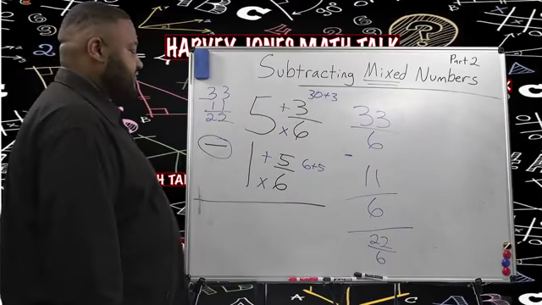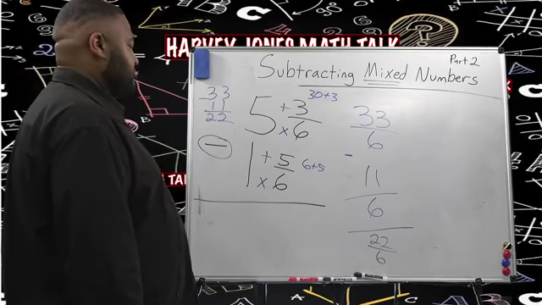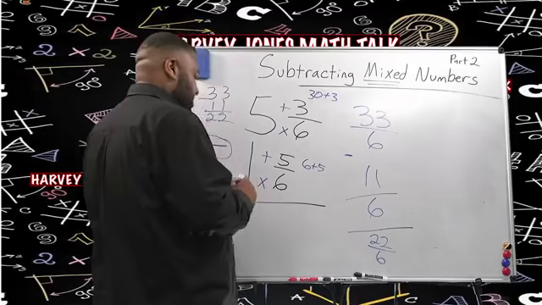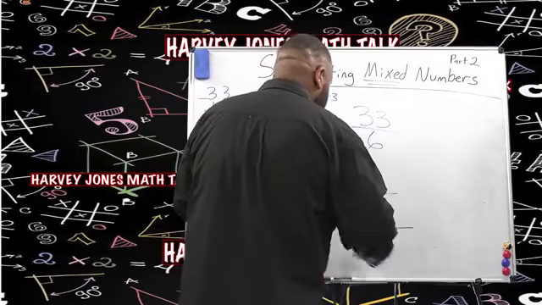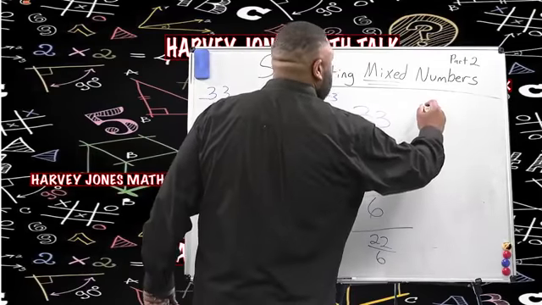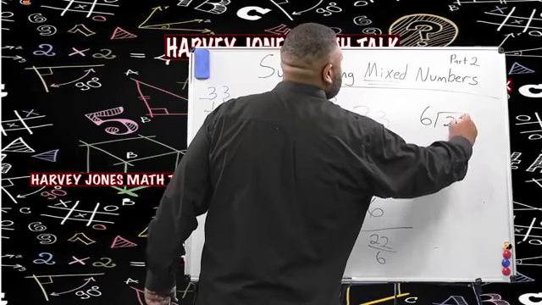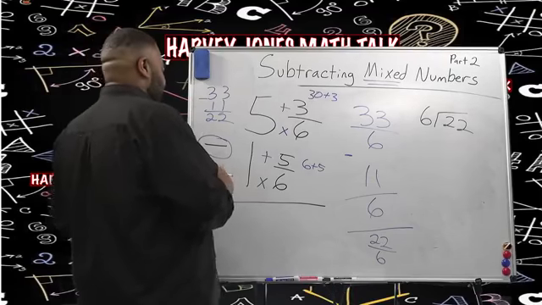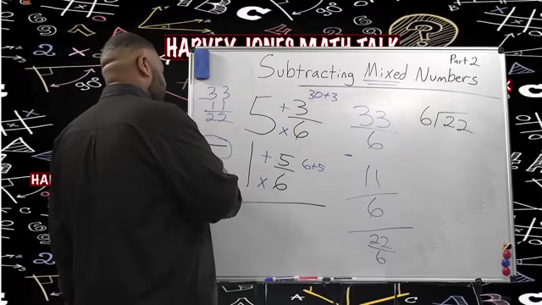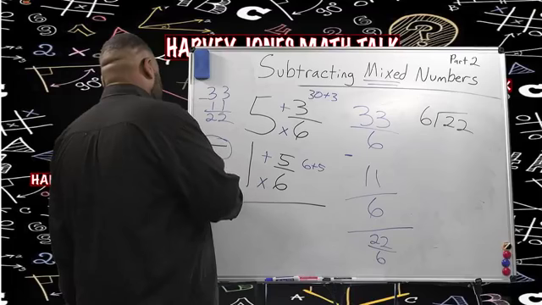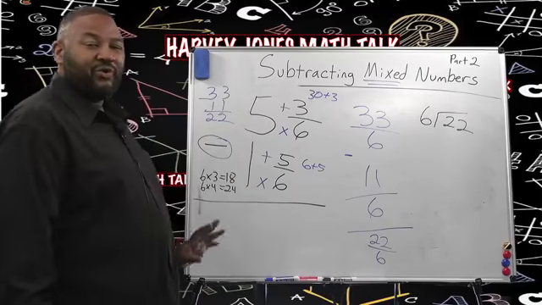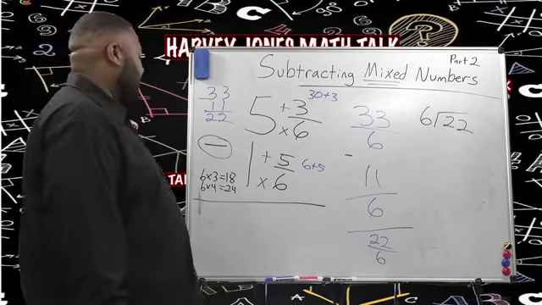Now what I need to do, Mr. Jones, you're going to take the 22 over 6 and you're going to divide this out. And that should be 6 divided by 22. I'm not sure about my 6 facts. Let me double check. I know that 6 times 3 is 18. 6 times 4 is 24. That 24 went over.